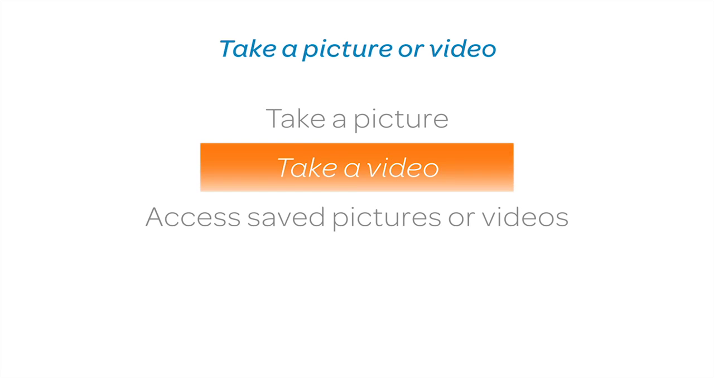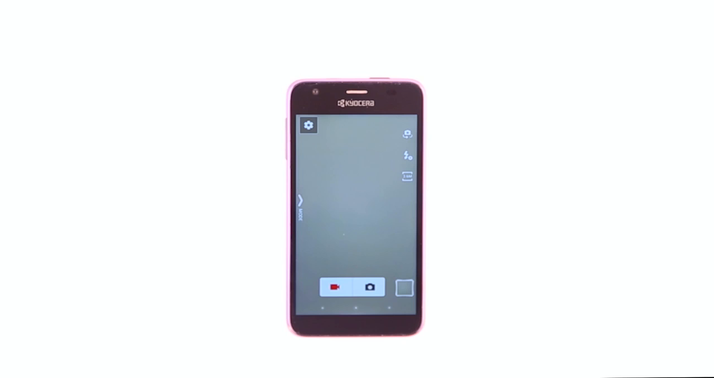Take a video. To take a video, from the camera, tap the video icon. Your phone will automatically begin recording. To take a picture while in video mode, tap the camera icon. To stop your recording, tap the stop icon. Your video will be saved to your gallery.